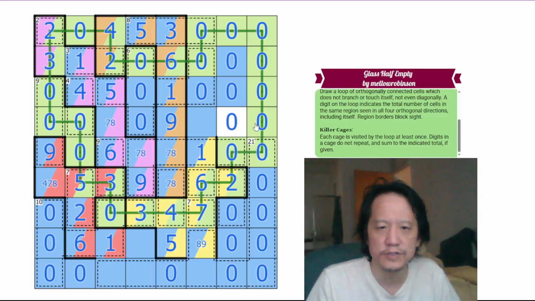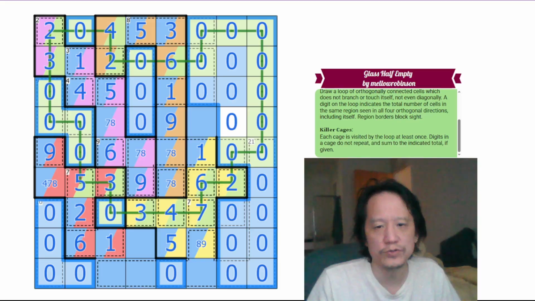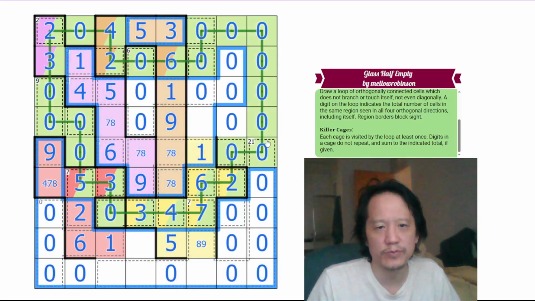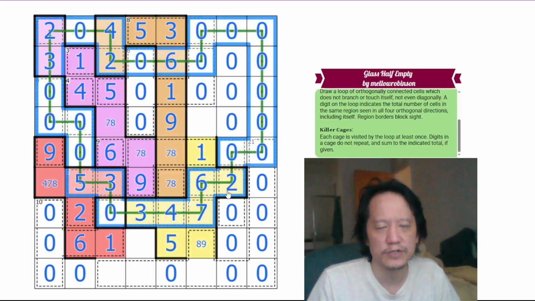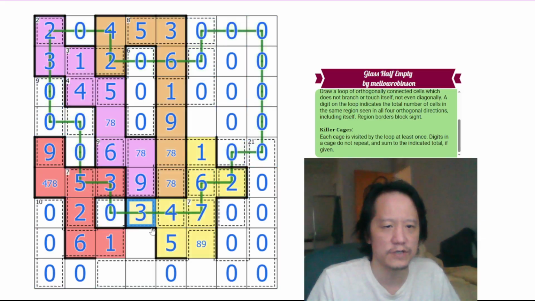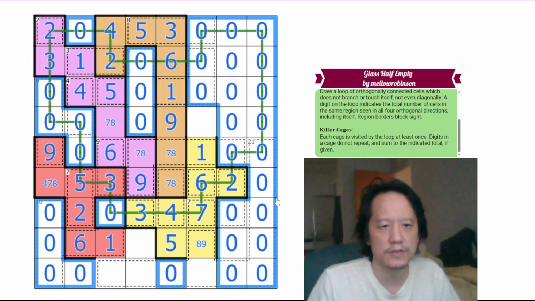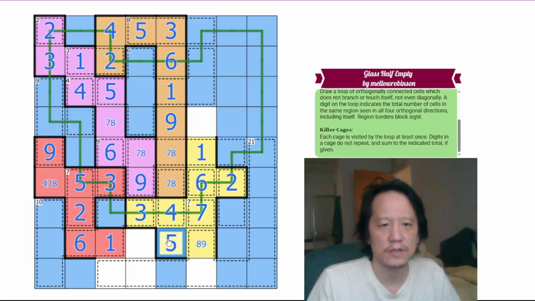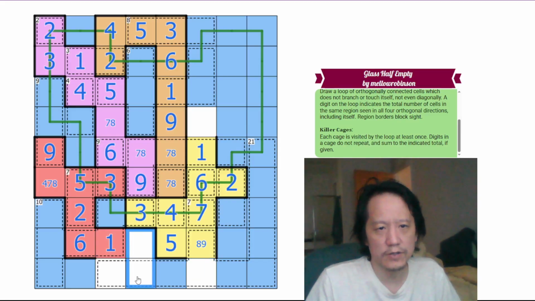So the loop is this. So we can remove all the blues. And we can remove all the greens because those are done. We have the loop done. The zeros are essentially blue. Yellow can be here and here. Red can be here and here. Red can be here and here.